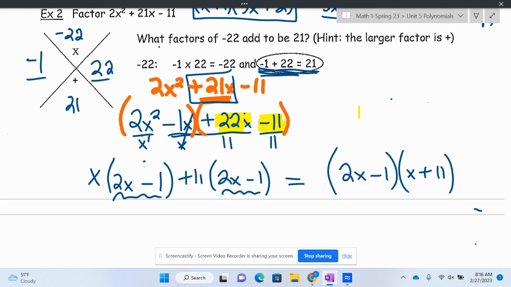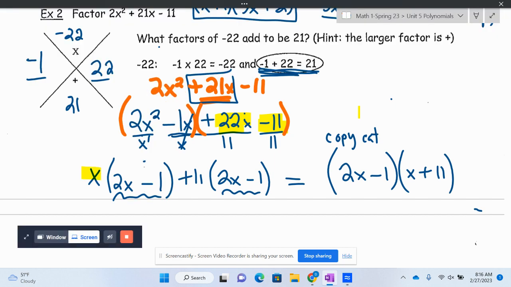So you pull out your copycat first. This is your copycat, right? You got to find that. And then you take what's left over and you turn that into a binomial.